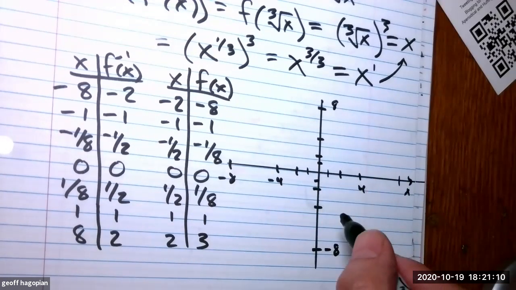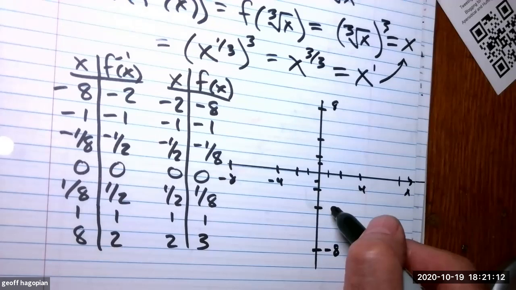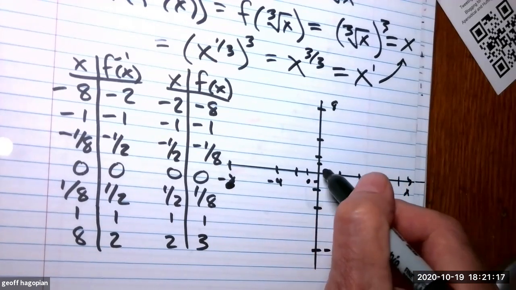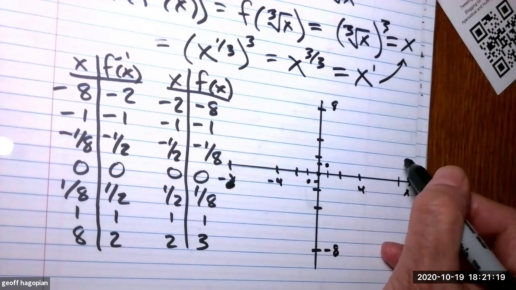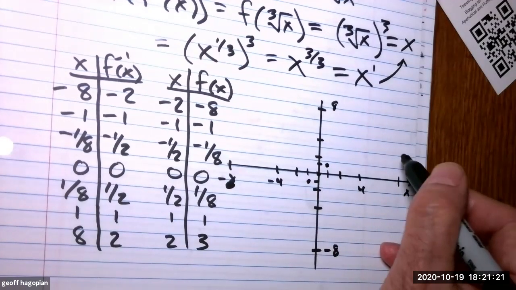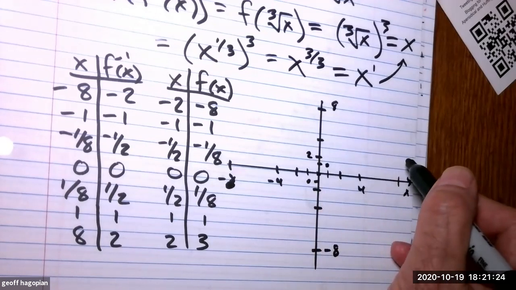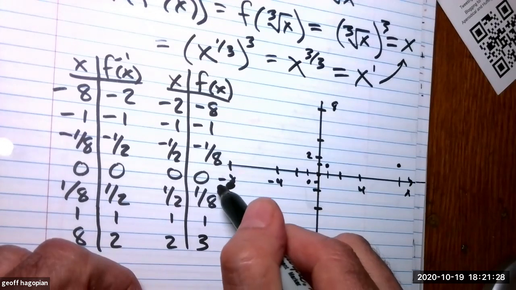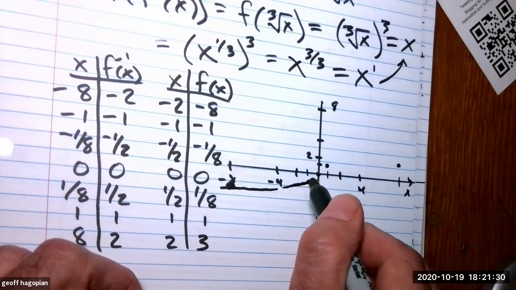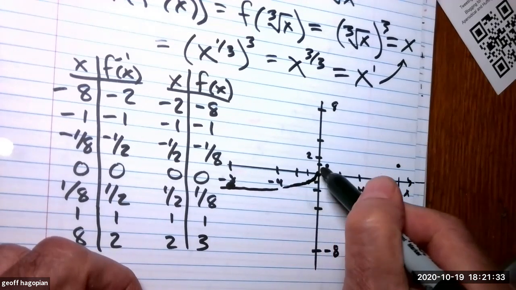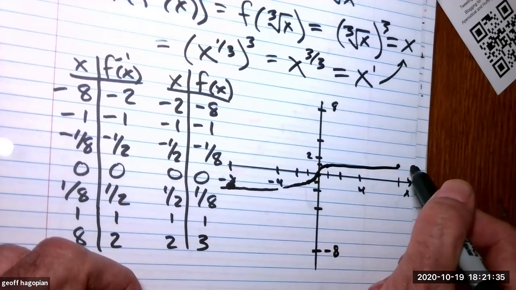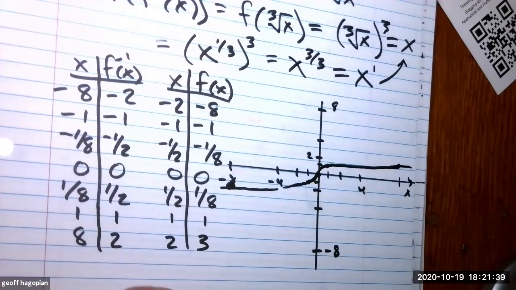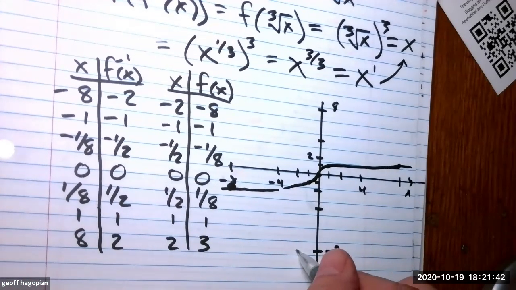So -8, -2 is this point here. -1, -1 is this point here. Here's 0, 1, 1, and this is 2 here, right? So here's 2, 8. And so the function comes in like this. It's going directly up near the origin. That's kind of hard to see, huh? So the inverse function is going to make this even messier unless I maybe put it in pencil, right?